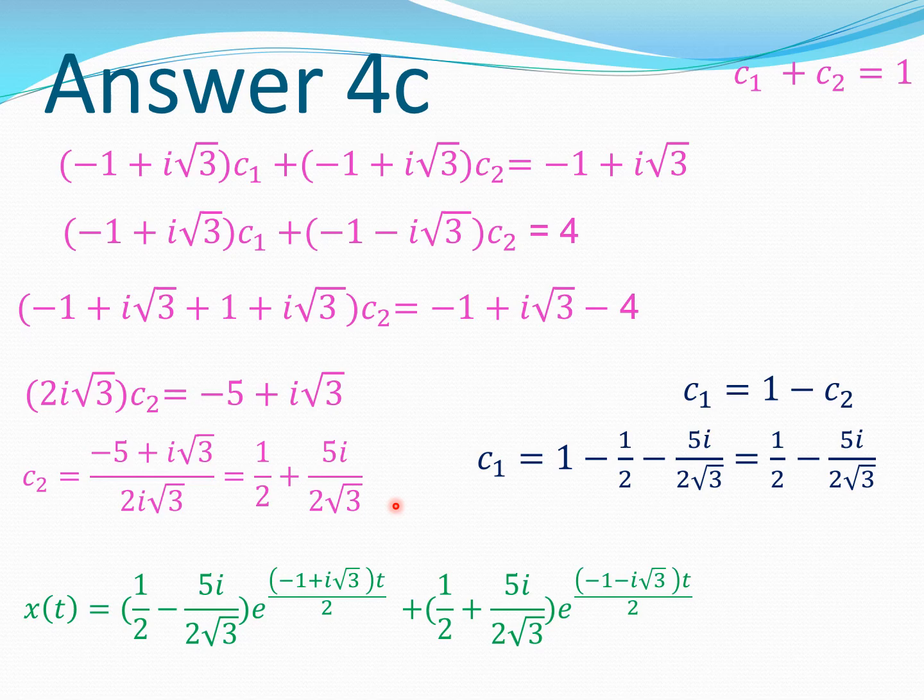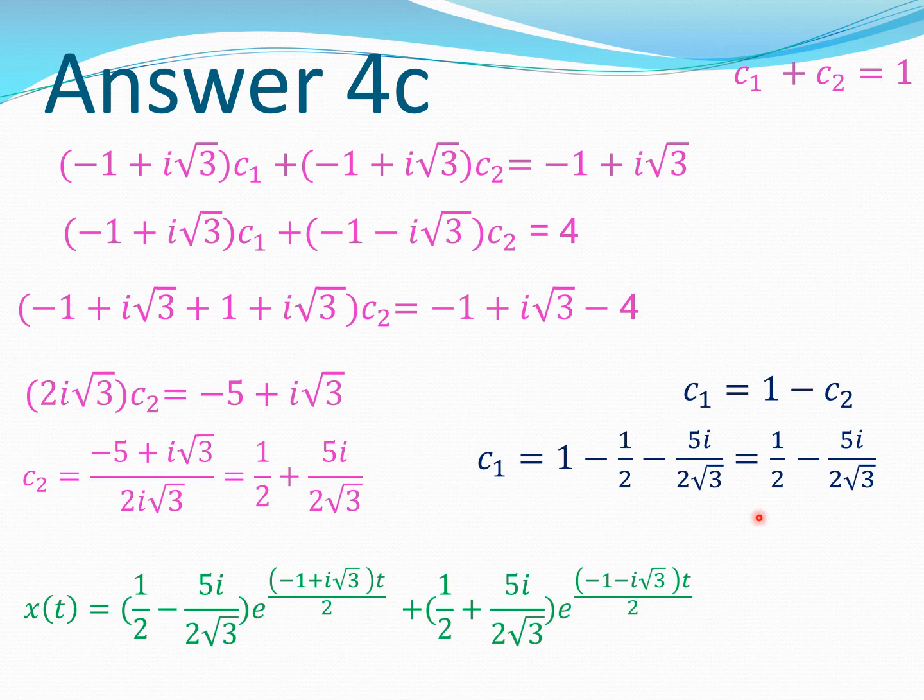I solve this further, and so I'm able to immediately get C2, and from C2 I am able to get C1 because C1 is 1 minus C2. So here of course you see that in the second term the i root 3 would cancel out in both places, so I'll end up with half, and this term would be simply 5i by 2 root 3, because remember 1 by i is actually minus i, so that comes out here.